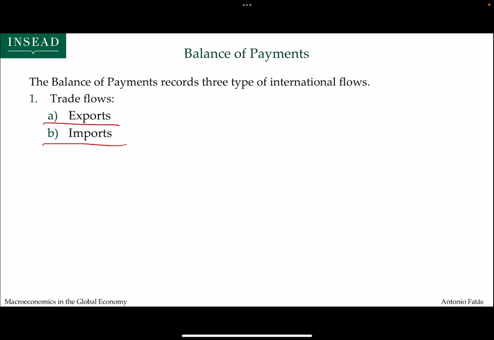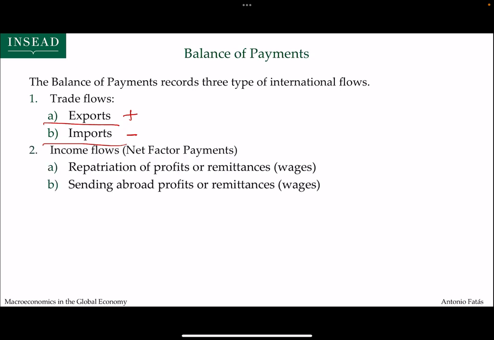The sign convention will be very simple. Exports will show up with a plus sign, imports with a minus sign. Those are the two trade flows we'll record on the balance of payments. Then we'll also record income flows, what we have called earlier net factor payments.